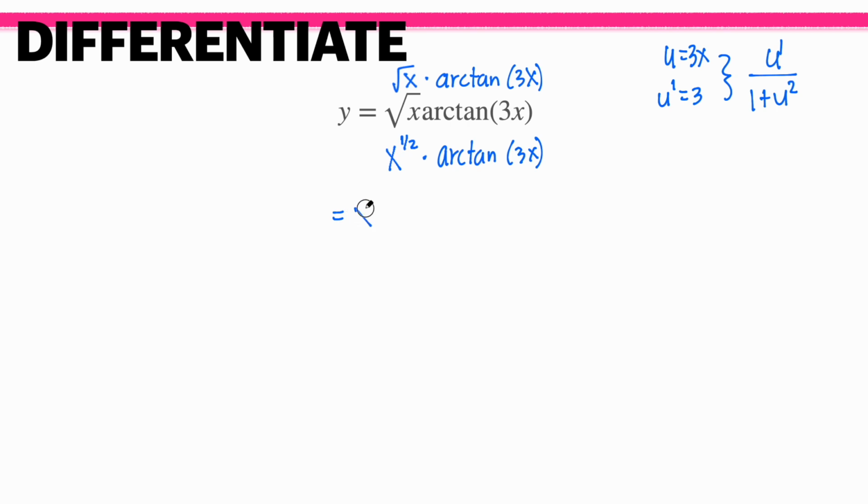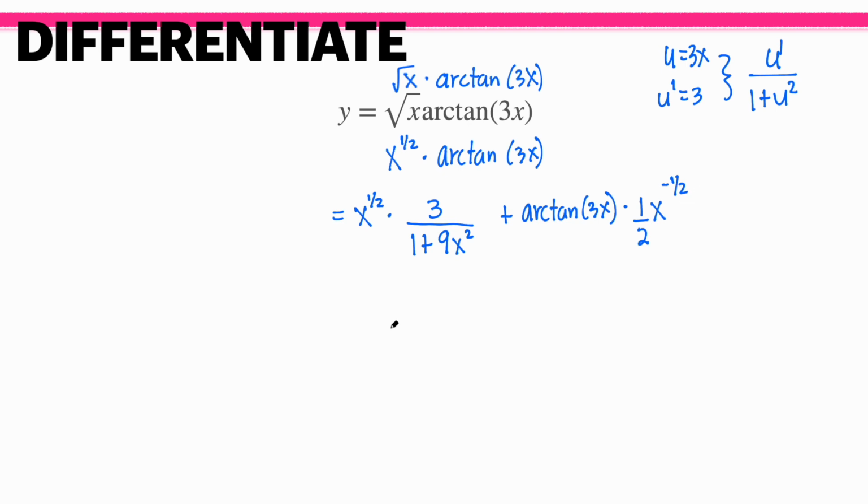First, product rule. So first times the derivative of arctan. Well, the derivative of arctan is u prime, which we know is 3, over 1 plus u squared. U is 3x, so 3x squared is actually 9x squared. Make sure you square the 3 and the x. So that was first times the derivative of the second, plus the second times the derivative of the first. The derivative of x to the 1/2 is 1/2 x raised to the negative 1/2.